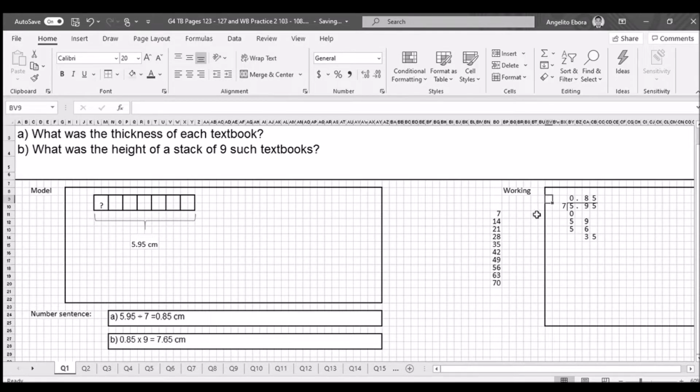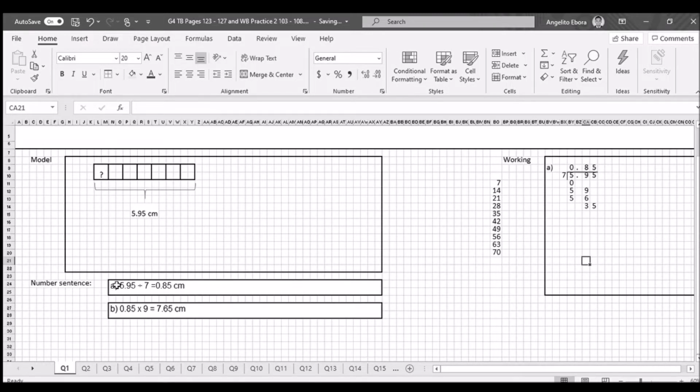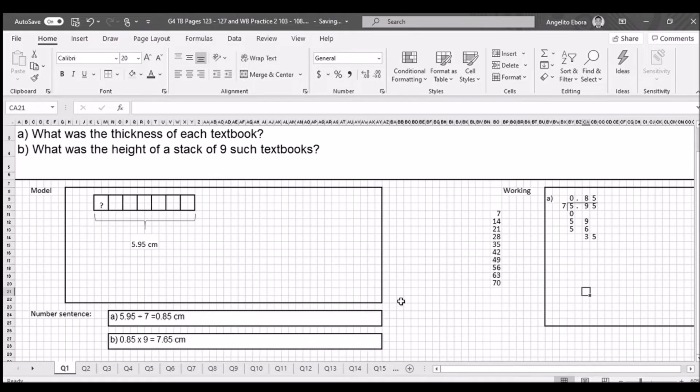So when you answer two different questions, when you do the working, please label it: this is my solution for letter A. The same thing here in the number sentence: A, this is my number sentence. Okay? How about letter B? So for letter B, I just copied this from here and just delete the numbers.